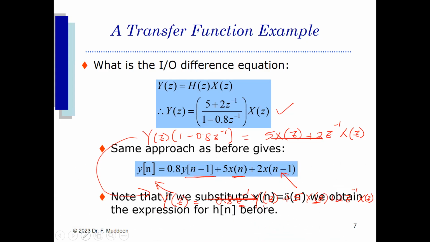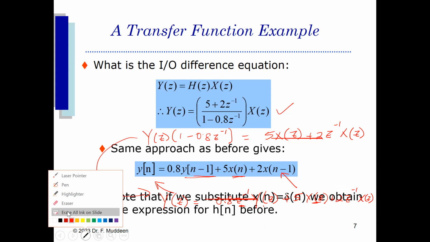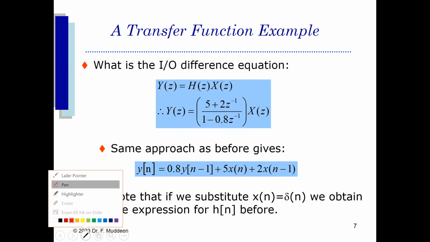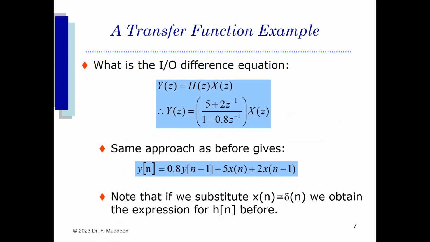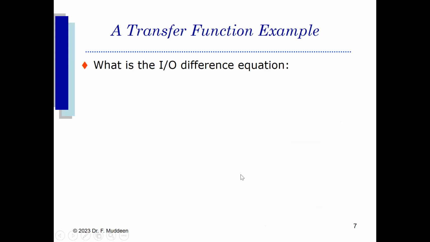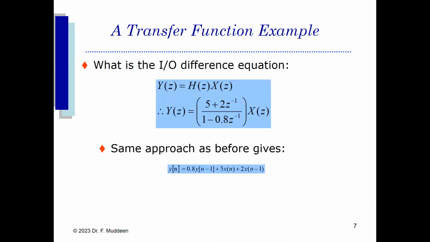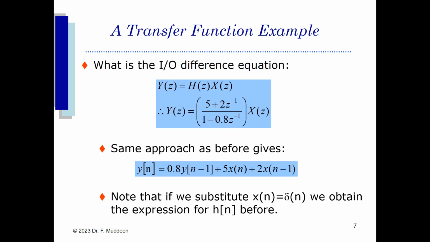And notice that if I were to make x[n] = delta[n], then I have the same expression that I have here. If I put x[n] equal to delta[n], then I get this expression on this page. So all of these are the same. You're following?